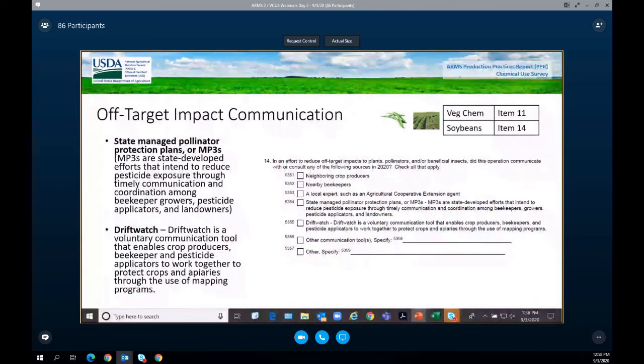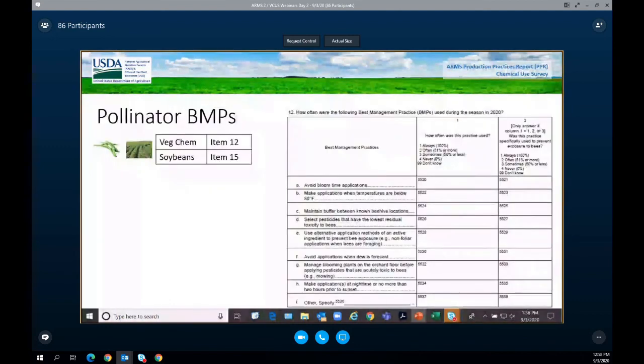So totally fine for them to say no. Here again, we want to understand what they're aware of and what they're not aware of and how that varies nationally. And then we want to ask them what they're doing about bloom time applications or about bee protection and what tactics they're using to avoid bee exposure.